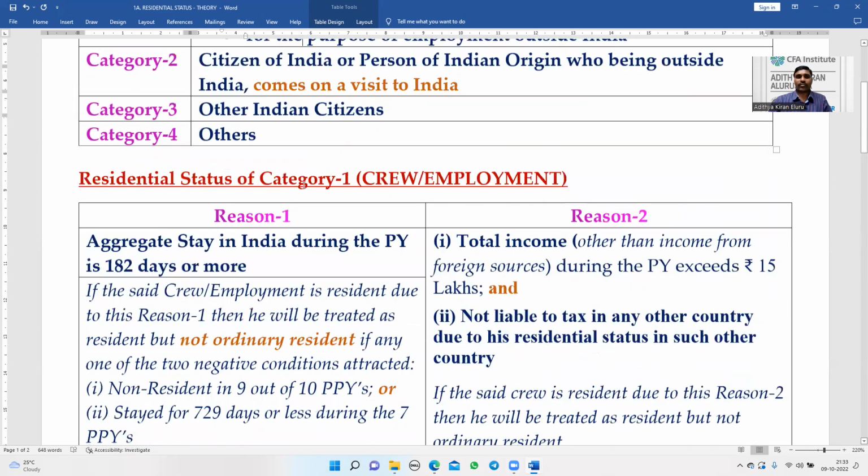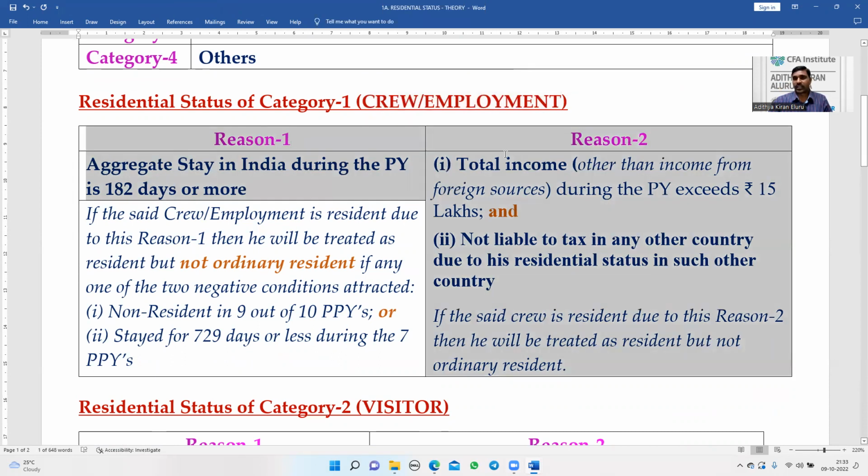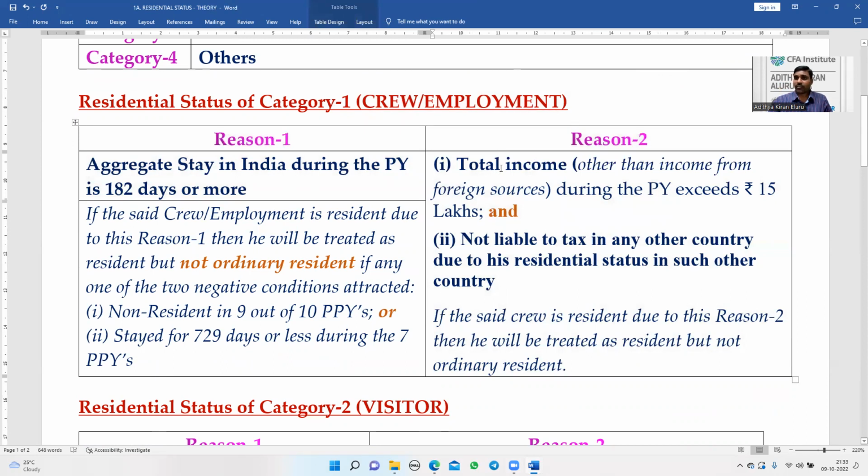Now, the residency status of category one. For the purpose of understanding, I have given short forms for the reasons. These people may become a resident by satisfying either of these two reasons, reason one and reason two. The difference is that if a category one person becomes a resident by satisfying reason one, there is a chance that he may be a resident but not ordinary resident. If he gets subtracted by any one of these two negative conditions, he will be a resident but not ordinary resident.